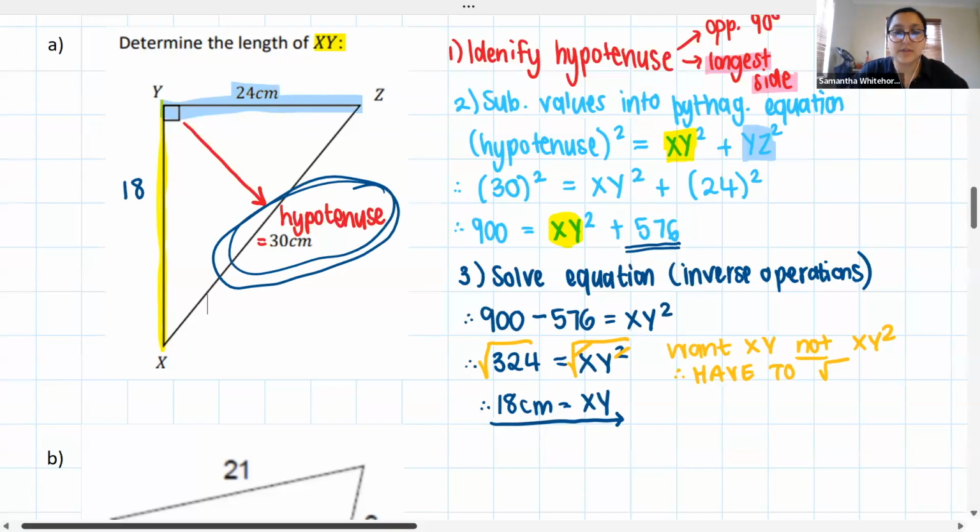Okay, so when you're given the hypotenuse, nothing changes in our method of working out. We do exactly the same things. We identify our hypotenuse, we substitute in our values, and we solve for whatever it is that we're looking for. The only thing that's different is that I do actually know my hypotenuse now, and we have to remember that when we substitute in.